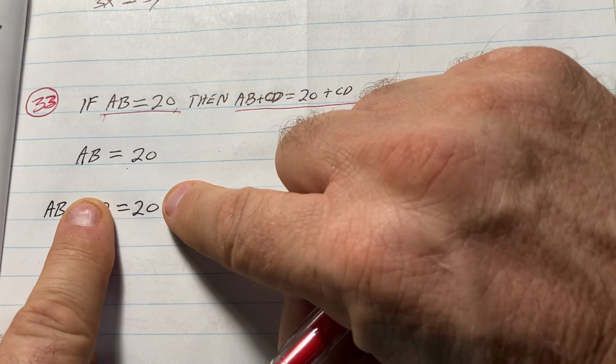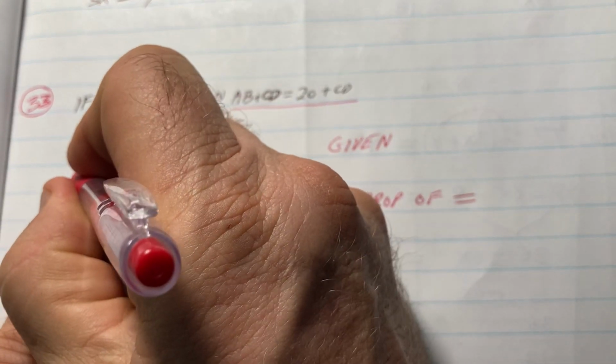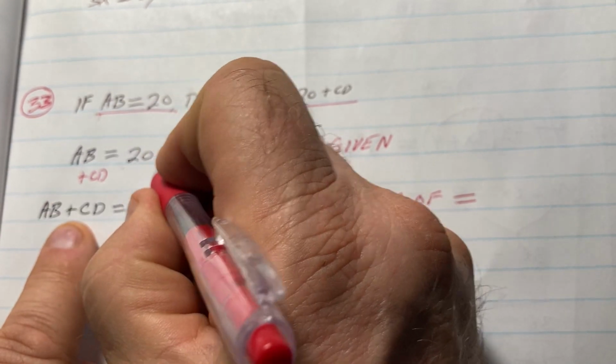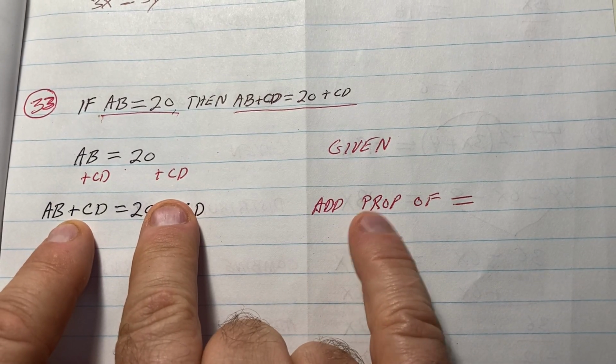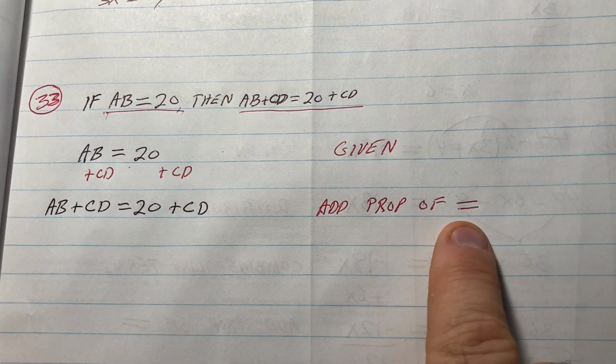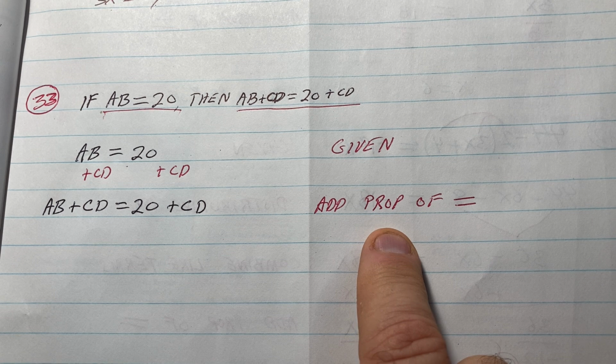AB is there, 20 is there. The only thing different is you added CD to both sides of the equation. When you add CD to both sides of the equation, it's the addition property of equality. Sweet. Boom, boom, boom. There you go.